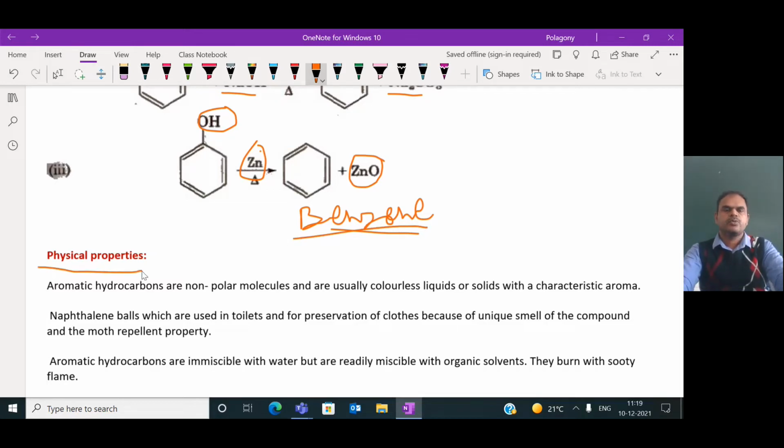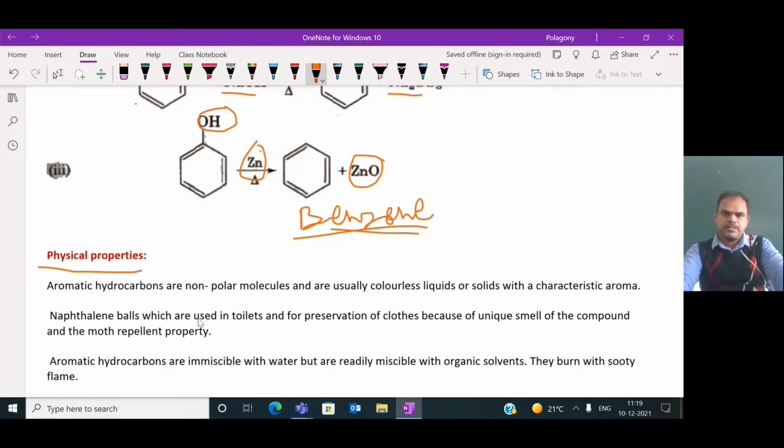So what are the properties? What properties can benzene exhibit? Since benzene is an aromatic hydrocarbon, basically benzene is non-polar.